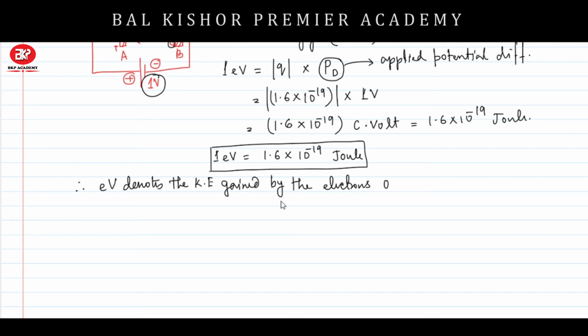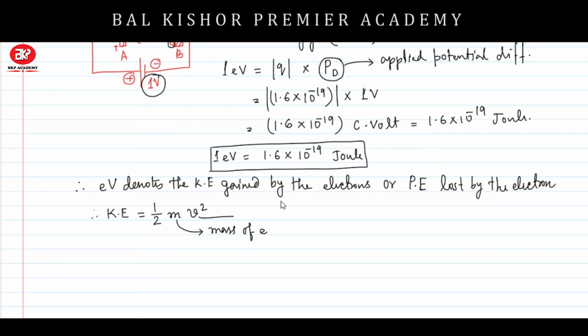Or we can say that the potential energy, that is PE, lost by the electron. So from this statement we can write that the kinetic energy that will be gained by an electron will be half m v square, where this m is the mass of the electron and this v is the velocity of the electron.